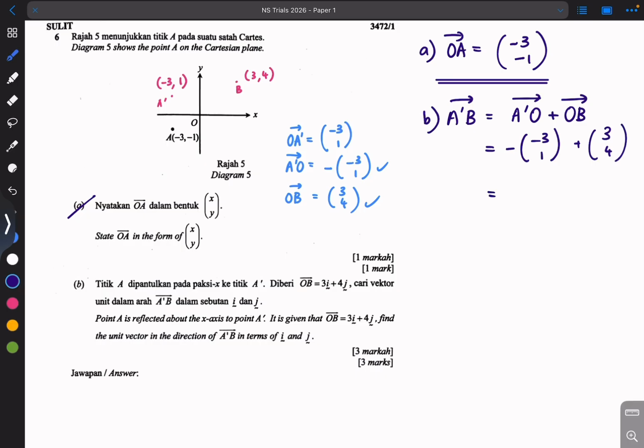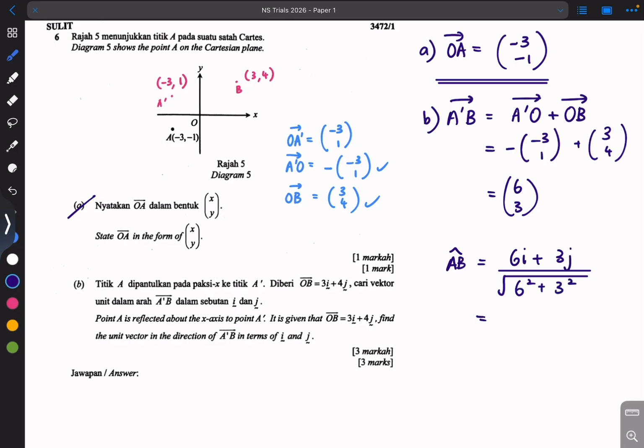So -3 plus 3, basically 3 plus 3 is 6. -1 plus 4 would be 3. So this is the vector A prime B. But they want us to find the unit vector. Okay. Unit vector's formula, unit vector has a small hat like this. So unit vector is easy. You just have to do the vector divided by magnitude. So the vector we write as 6i plus 3j. Magnitude is just square root of 6 squared plus 3 squared.